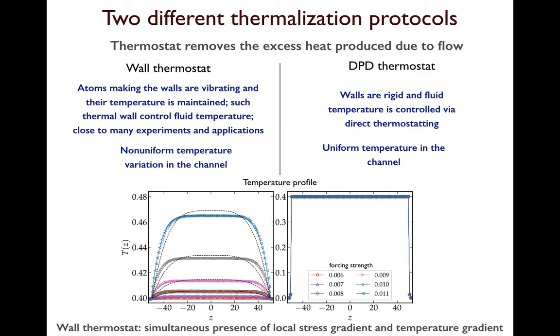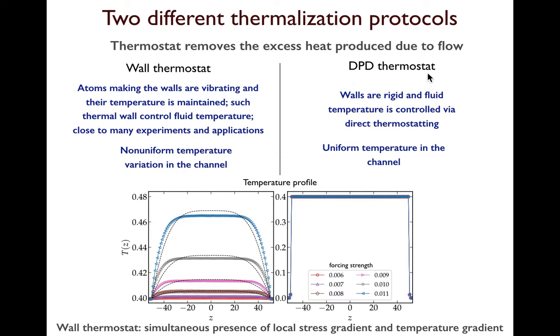We have used two different thermalization protocols to remove the excess heat produced due to the flow. In the first implementation, we use a wall thermostat where the atoms making the walls are vibrating around their initial positions and their temperature is maintained. Such a thermal wall controls the temperature of the fluid. And also, such implementations are close to many real-life applications and experiments, since there is a flow of heat from the central region towards the wall, so there is a non-uniform variation of temperature in the channel.